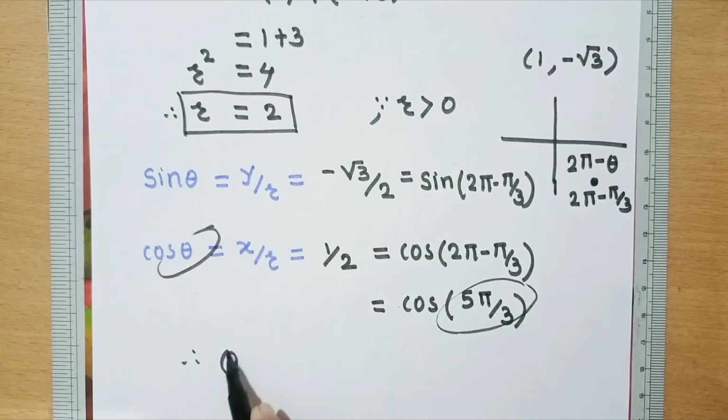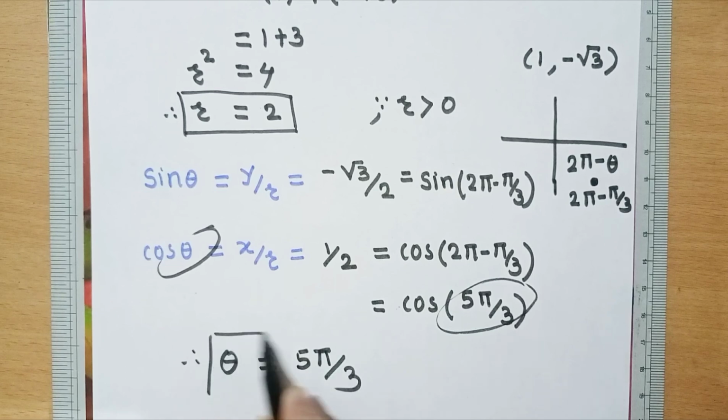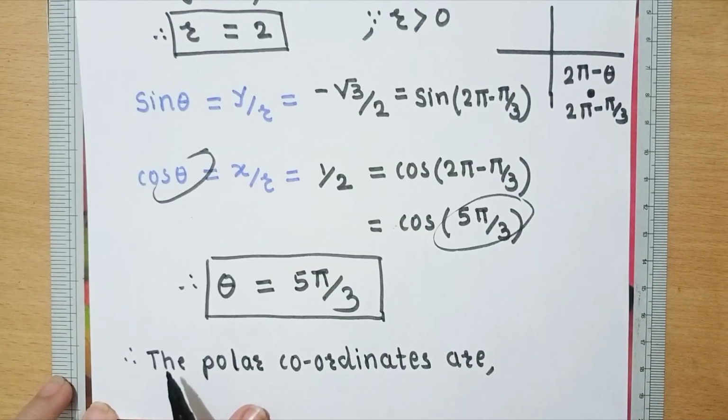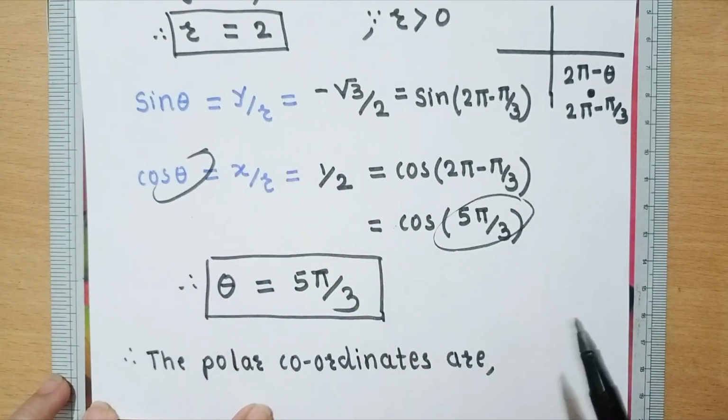So we will write here, and therefore the value of theta is 5 pi by 3, and so the polar coordinates are, first write down the value of r, which is 2, and this is 5 pi by 3.